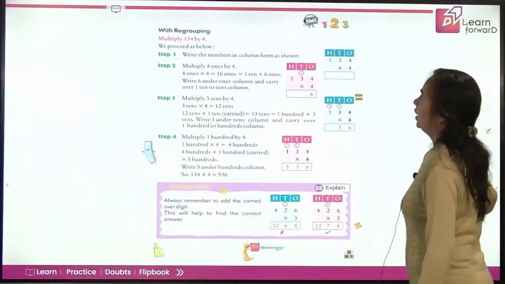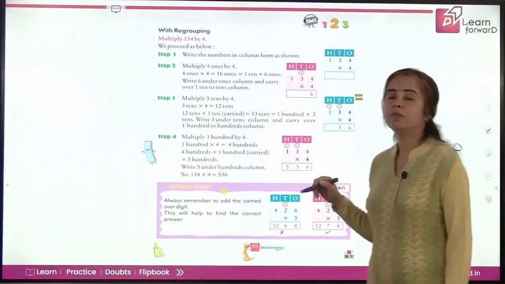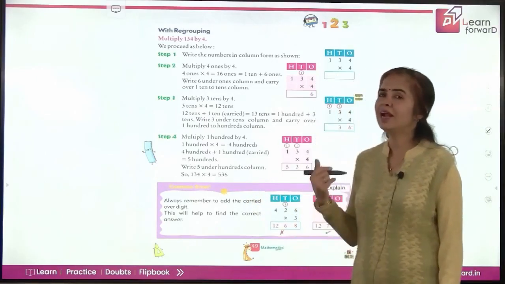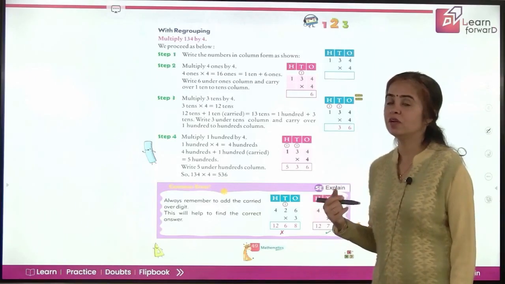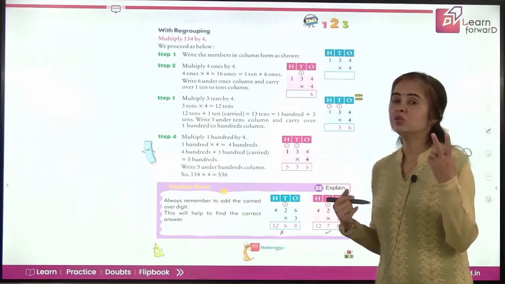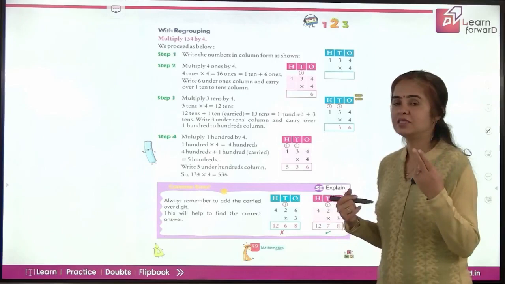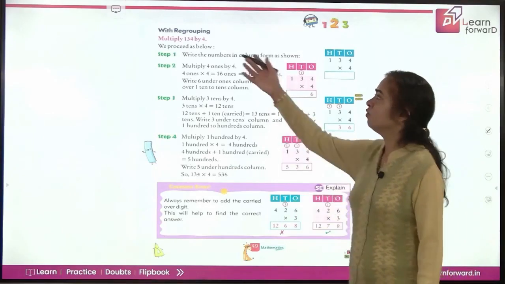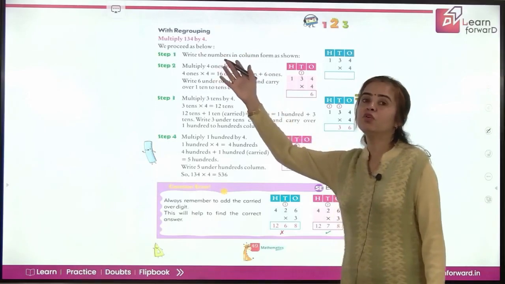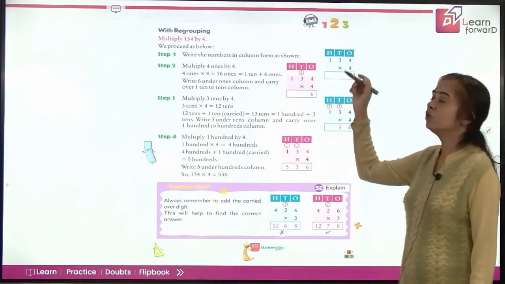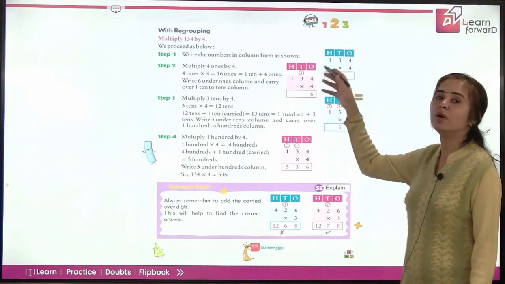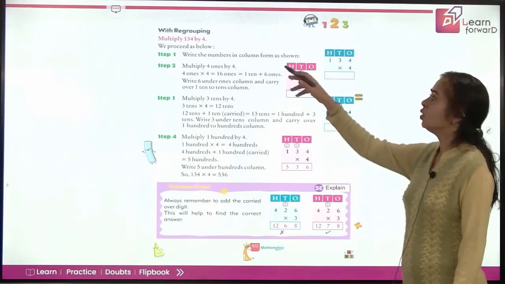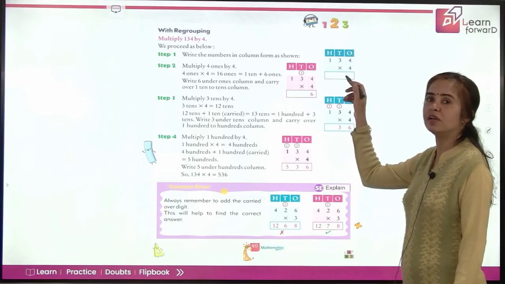Let's move ahead now. Now we'll be doing multiplication of 3-digit number with regrouping. That means we have some carryover because we cannot write 2 digits at one place. Remember, whenever it happens, we have to take a carryover. So if you have to multiply 134 by 4, what will we do? First write the number 134 digits under their proper places. You have to multiply by 4. So we'll write 4 here.